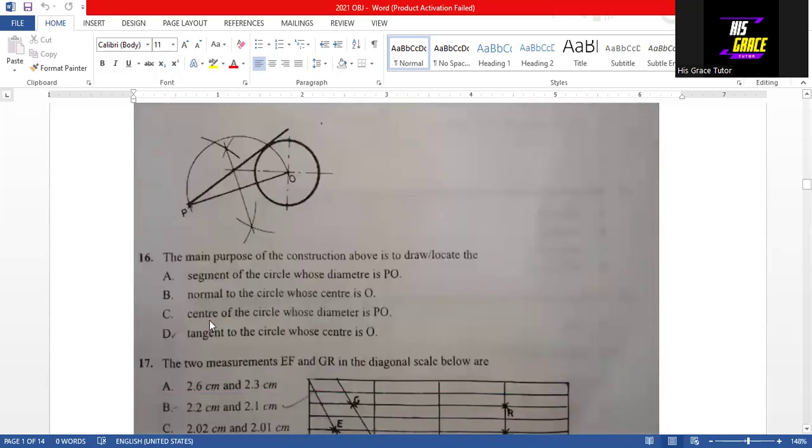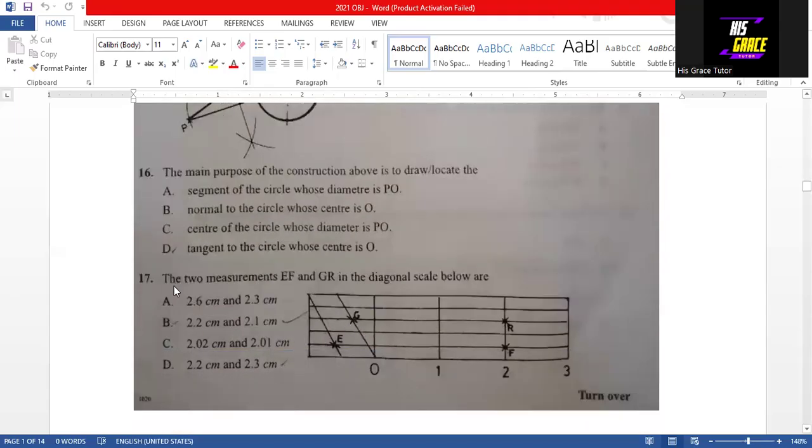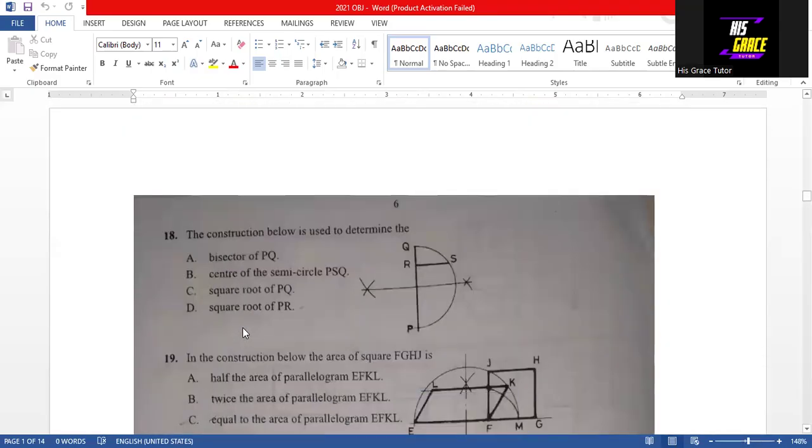Then question 16, the main purpose of the construction above is to draw or locate the tangent to the circle whose center is given. So option D is the answer to question 16. Then question 17, the two measurements EF and GR in the diagonal scale below is option B, so 2.2 centimeters and 2.1 centimeters. Then question 18, the construction below is used to determine.